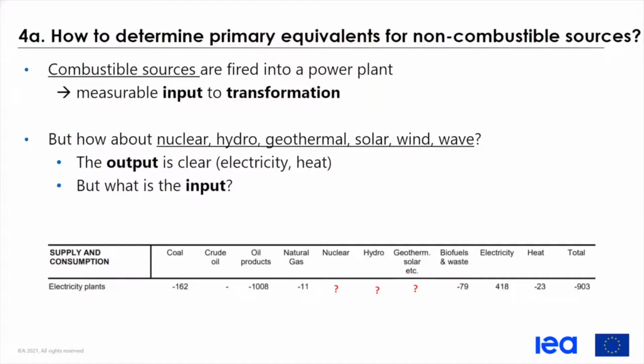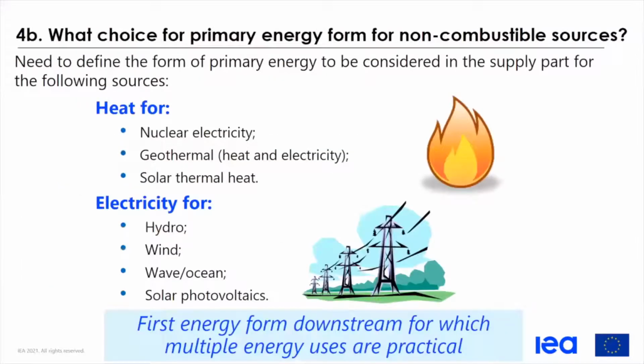The information collected is generally the amount of heat and electricity produced, represented in the balance as an output of the transformation. Conventions are needed to compute the most appropriate corresponding primary energy input to the transformation, both in forms and in amount. For each of the following sources, that is nuclear, geothermal, solar, hydro, wind, tidal wave ocean, and solar PV, there is a need to define the form of primary energy to be considered.